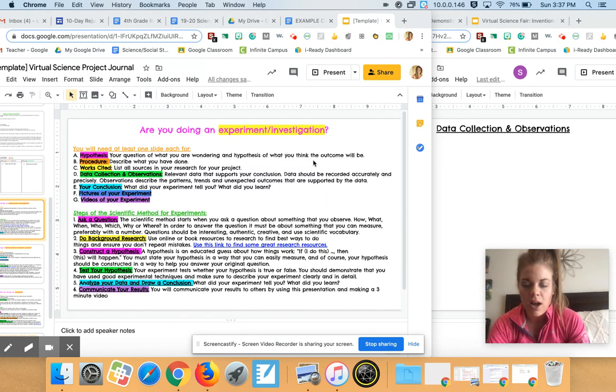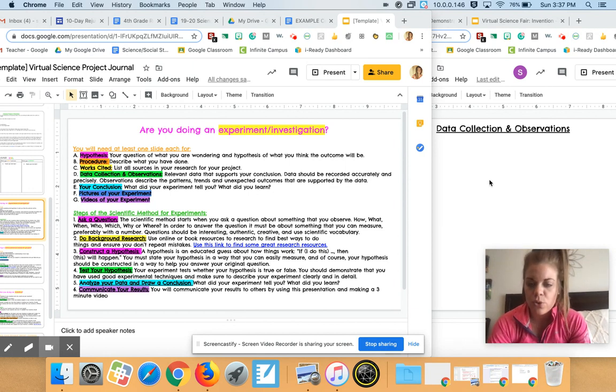Okay, data should be recorded accurately and precisely, so make sure your measurements are very accurate if you're doing measurements, or any numbers are very accurate. Okay, observations can describe the patterns or trends or the unexpected outcomes that are supported by your data. So maybe something surprised you. This would be a good place to list it here. Okay, anything you observe with your experiment should be placed on this slide.